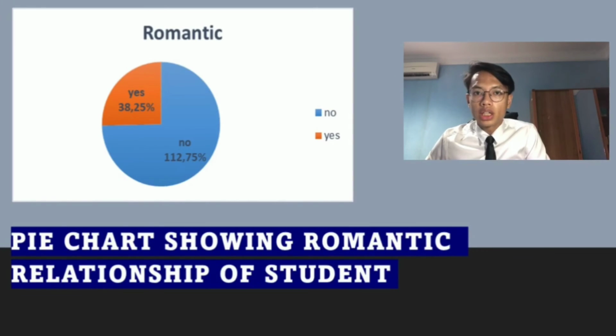Based on the pie chart and figure, we can see that 112 students have no romantic relationship, forming 75% of the students. After that, 38 students have a romantic relationship, forming 25%. Therefore, most of the students are single.